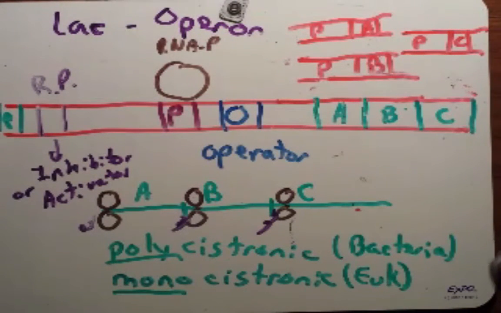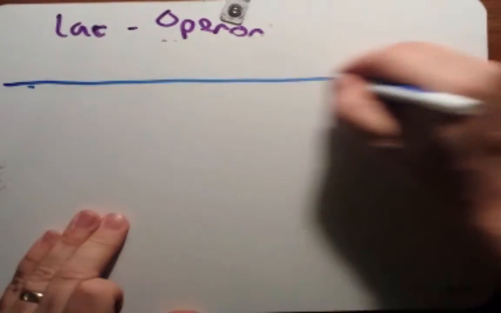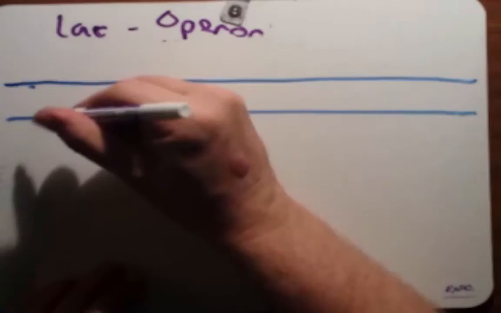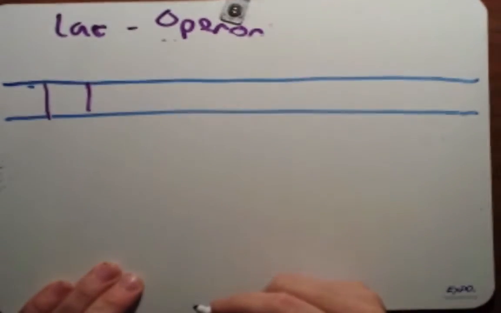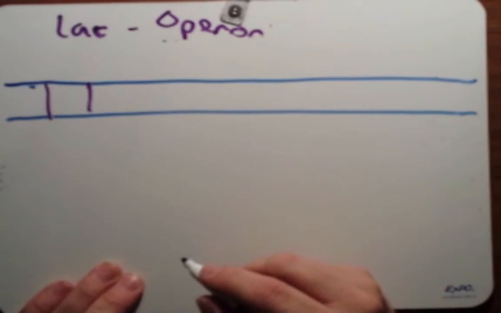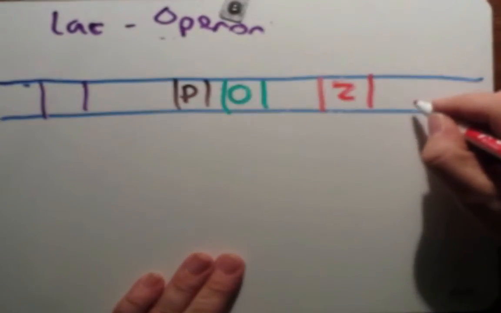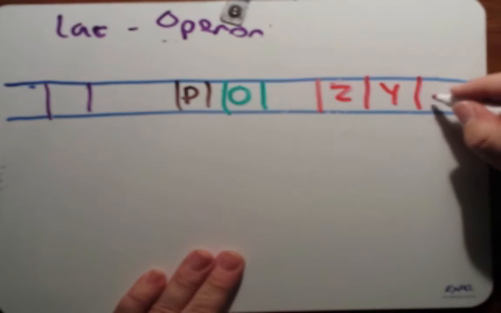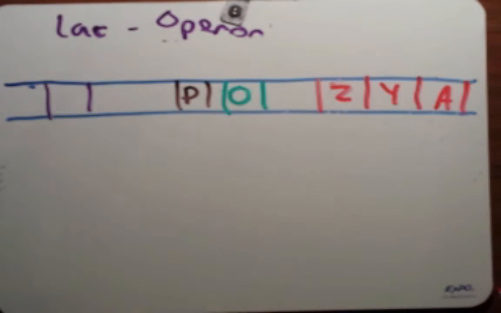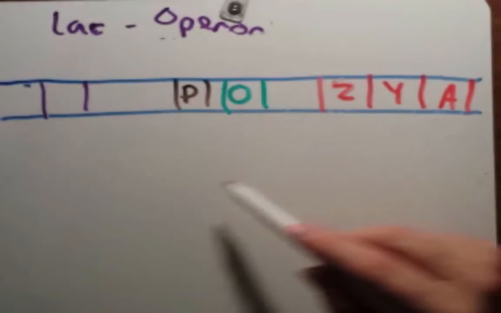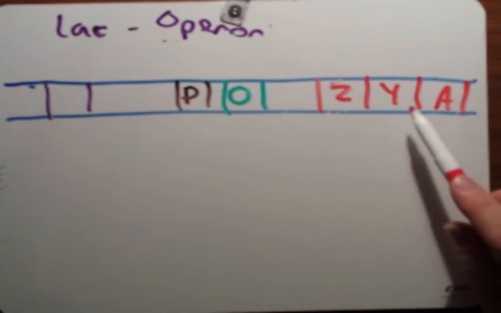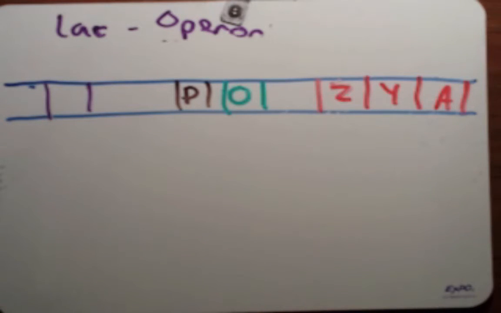Next, I'd like to take this operon and make it more specific to lactose, or the lac operon. Let's draw our gene. We're going to have our regulatory protein down here, our regulatory gene, I should say. Then we're going to have our promoter here, followed by an operator, followed by 3 genes that we're going to call gene Z, gene Y, and then finally gene A. And just like we saw in the last slide, when this gene is activated, it's going to make a polycistronic message so that it can make all of these proteins from the single messenger RNA.